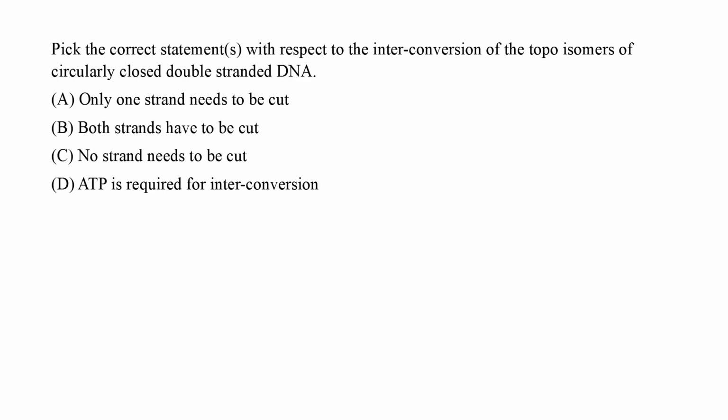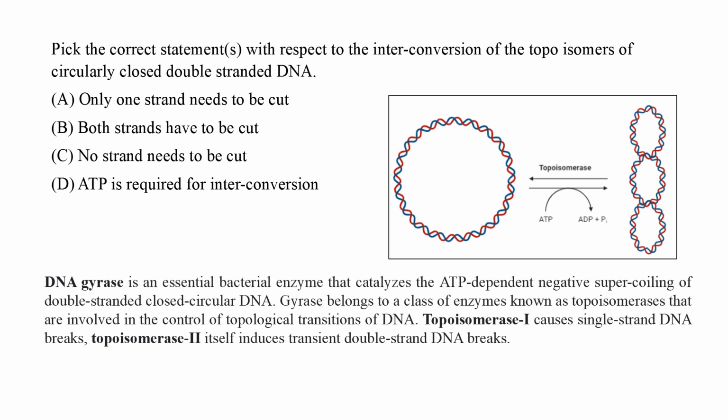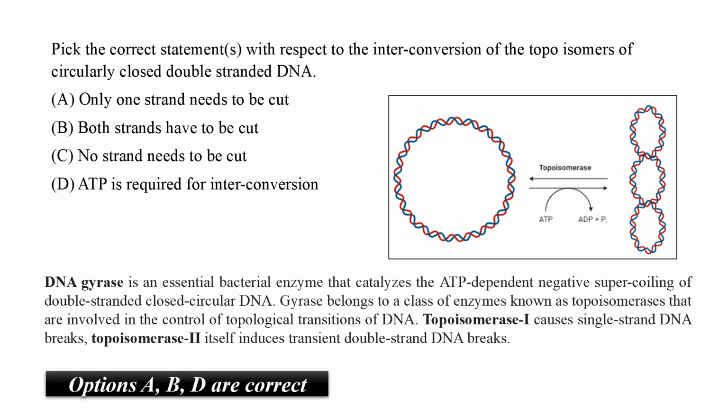Pick the correct statement with respect to the interconversion of topoisomers of circularly closed double-stranded DNA. Now, topoisomerase 1 causes single-stranded DNA breaks, while topoisomerase 2 causes double-stranded DNA breaks, and ATP is also required for the interconversion. Therefore, in this case, options A, B, and D are correct.